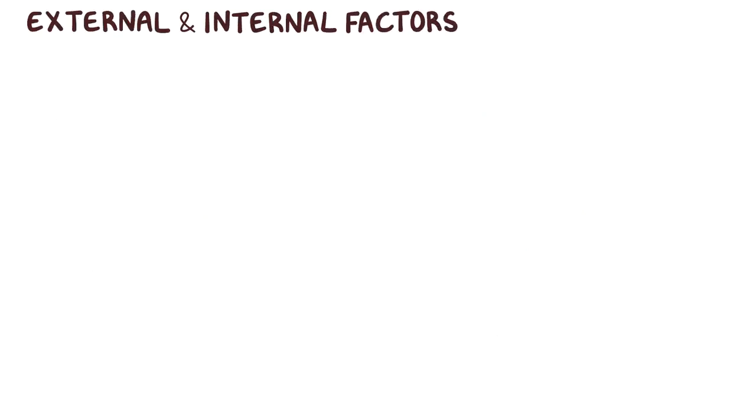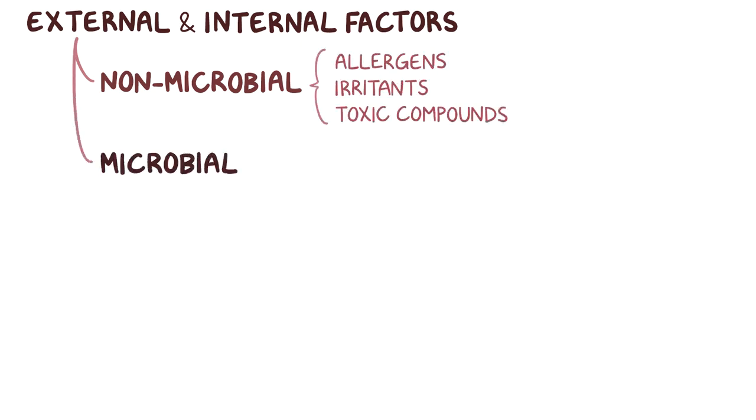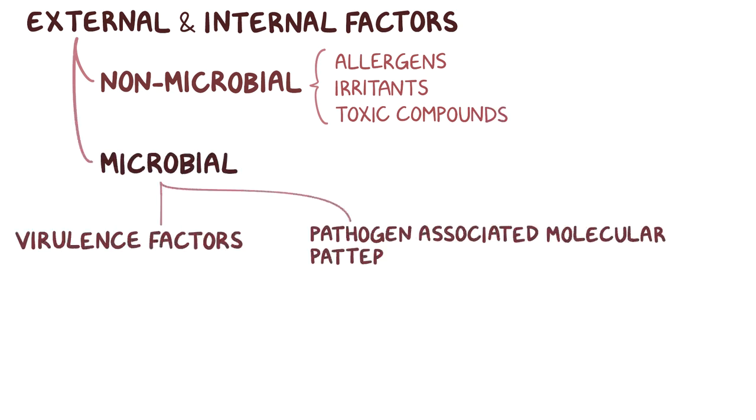Broadly speaking, inflammation can be triggered by external and internal factors. External factors can be non-microbial or microbial. Non-microbial factors include allergens, irritants, and toxic compounds. Now, the two main microbial factors that trigger inflammation are virulence factors and pathogen-associated molecular patterns, or PAMPs.